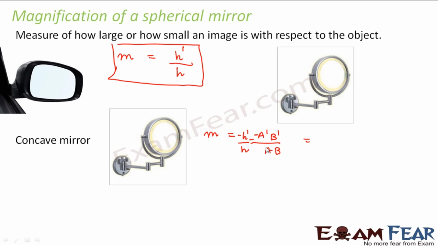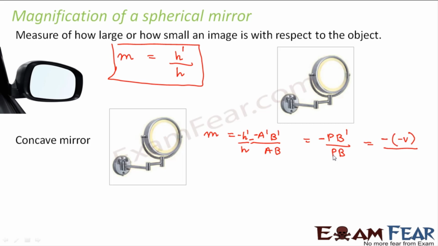So that means it is A dash B dash divided by AB. A dash B dash is the size of the image and AB is the size of the object. Now A dash B dash, looking at the figure which we have plotted in the last slide, we saw that A dash B dash by AB is equal to PB dash divided by PB, from the property of similarity of triangles. So I am making use of the same equations. So we can write it as minus PB dash divided by PB. What was PB dash? It was nothing but minus V.